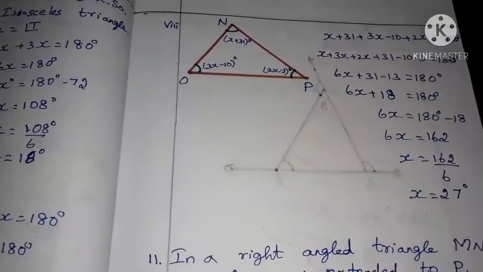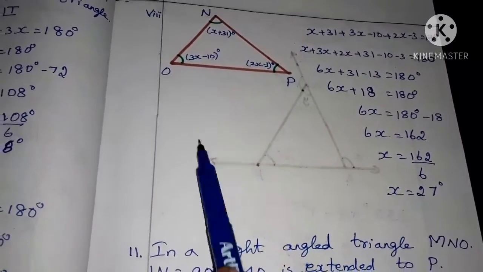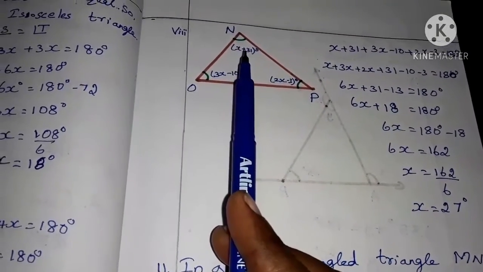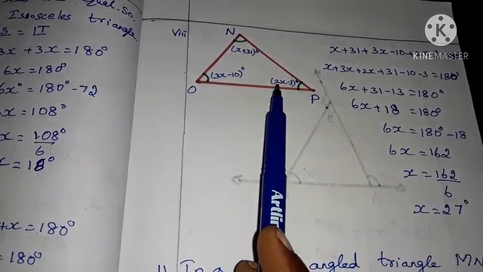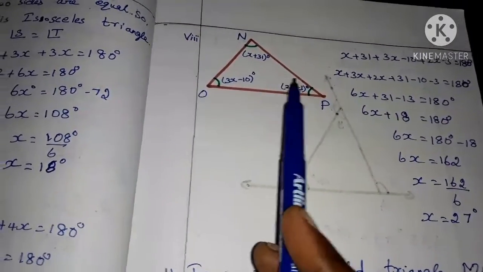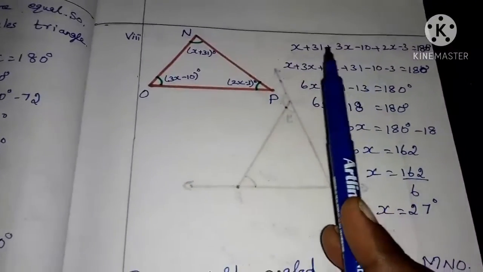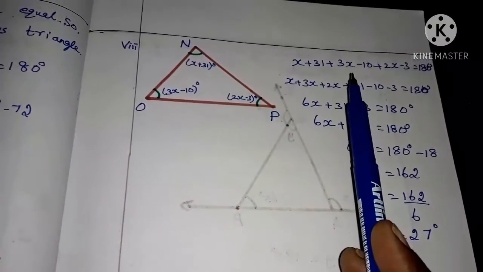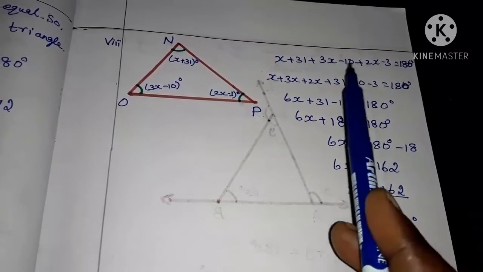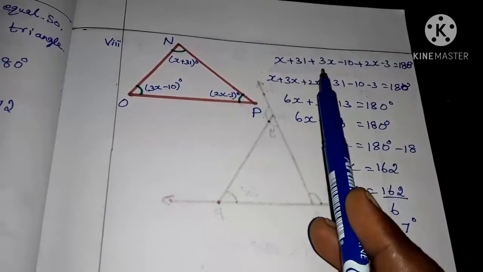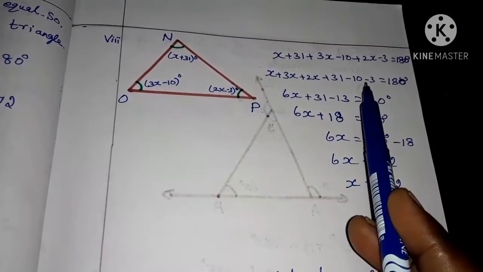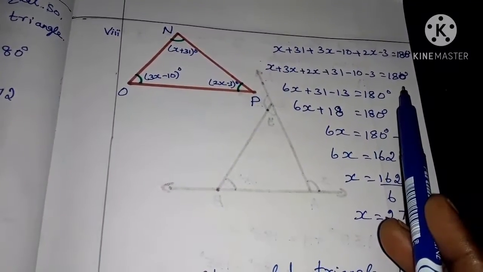Next, question number 8. They have given 3 angles: x plus 31, 2x minus 3, 3x minus 10. The sum of the angles of a triangle is 180. So x plus 31, 3x minus 10, 2x minus 3 is equal to 180. First we bring the x terms together: x, 3x, 2x. Next, 31 minus 10 minus 3, is equal to 180.